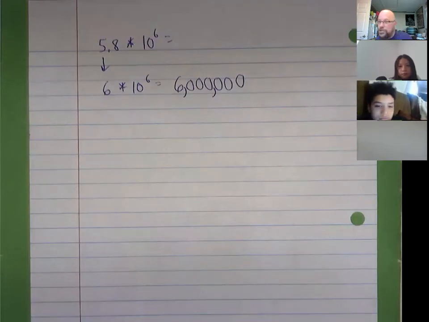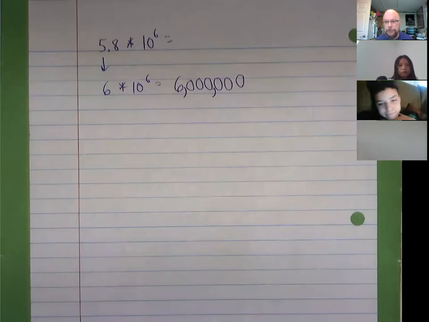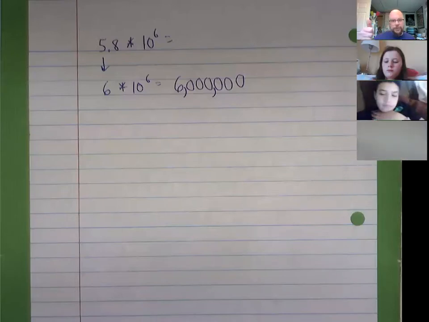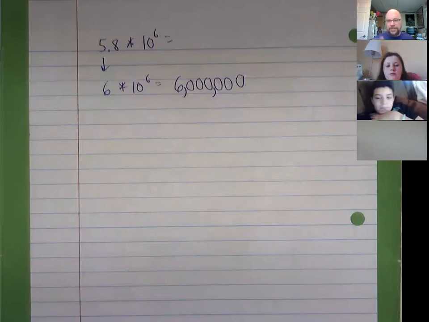6 million. So, what do you think the real answer would be since I'm using estimation? It's not six, it's really 5.8. Just say it if you think you know. 58 million. Well, close. If it can't be 58 million, if the estimate is about six. 5,800,000. All right, good. There you go. Good job.